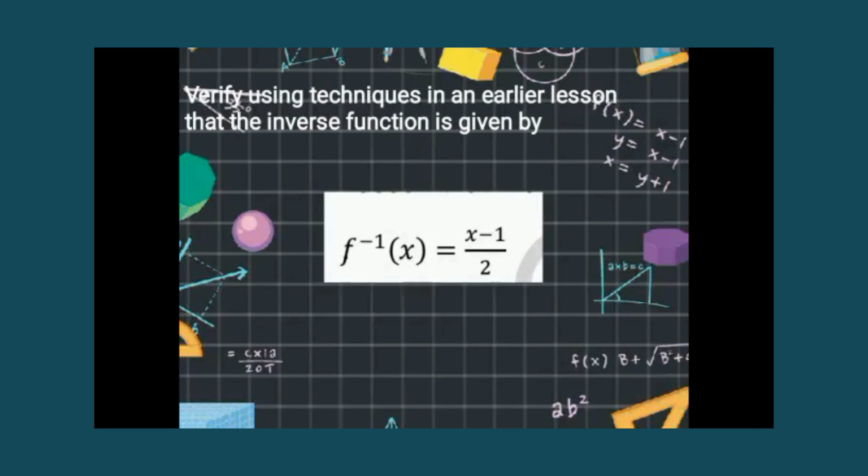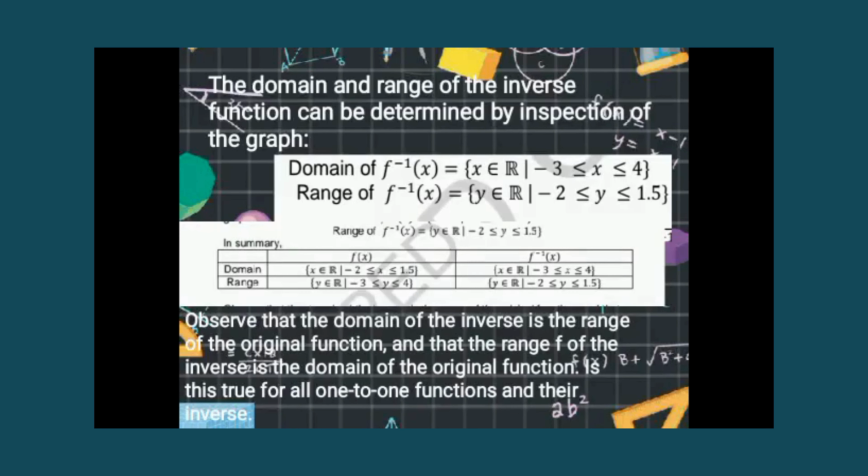We can verify using techniques in an earlier lesson that the inverse function is given by f to the power of -1 of x equals (x minus 1) over 2. The domain and range of the inverse function can be determined by inspection of the graph.